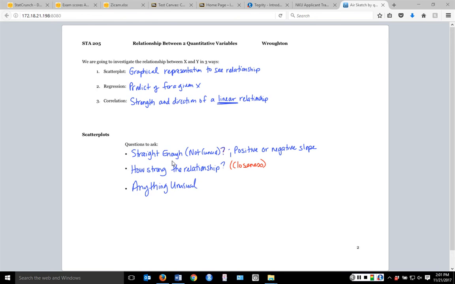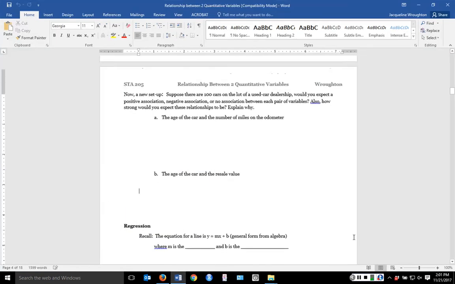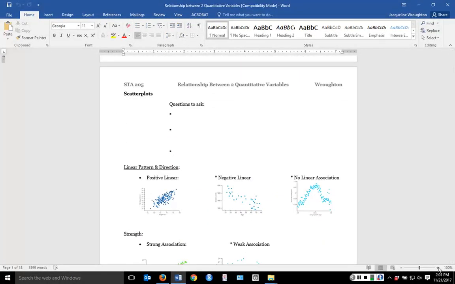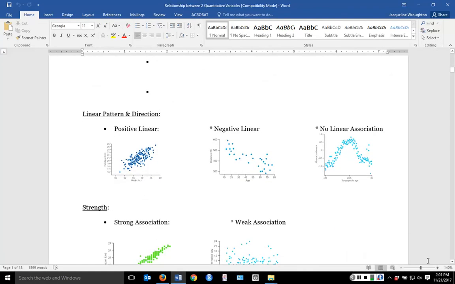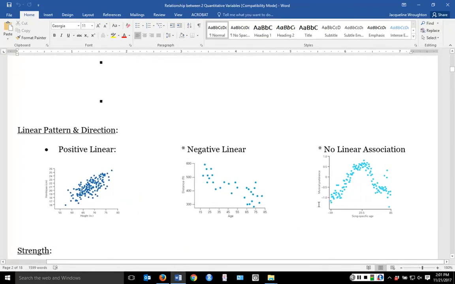Alright, so we're going to look at some examples sort of going through each of these questions. And I'm actually going to pull up my notes where I can zoom in on these graphs a little bit better. Alright, so let's first talk about the linear pattern and direction here. So we're looking for kind of two questions at once. First of all, if it's a straight line relationship, and when I say straight line, I don't see any obvious curving with it. And then the direction of whether it's a positive slope or a negative slope.